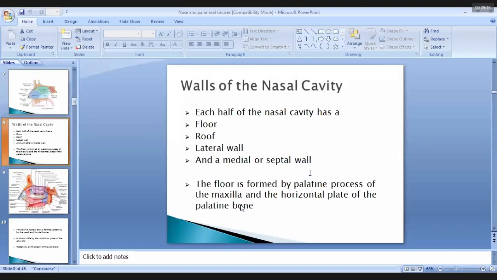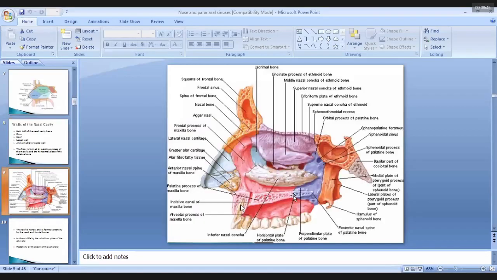Now, by this septum, the nasal cavity is divided into two halves, the right and the left half. Each half of the nasal cavity has four boundaries or four walls: a floor, a roof, the lateral wall, and the medial wall, that is also known as the septal wall. The floor of the nasal cavity is formed by two bones, the palatine process of the maxilla, and posteriorly the horizontal plate of the palatine bone.